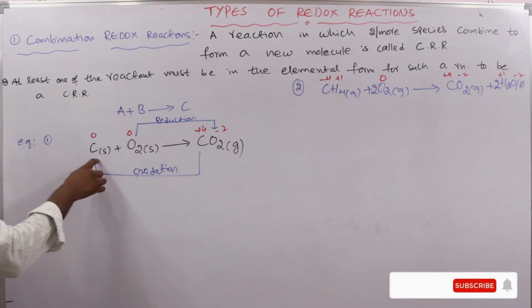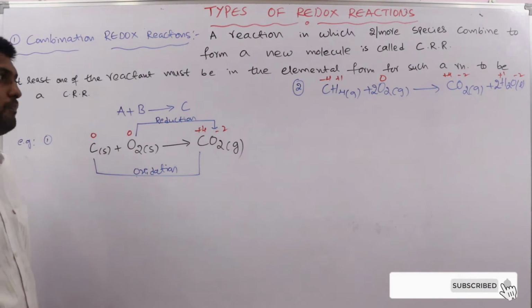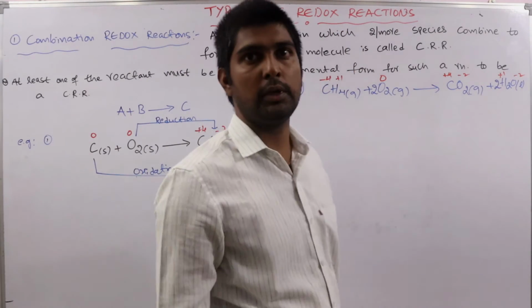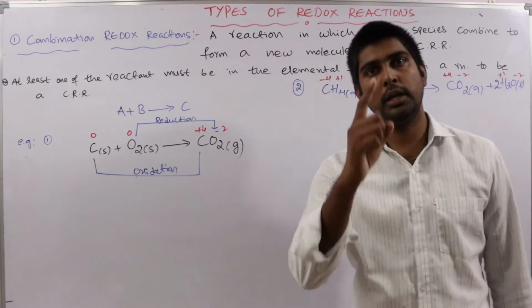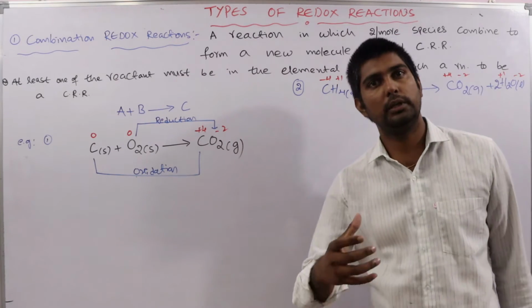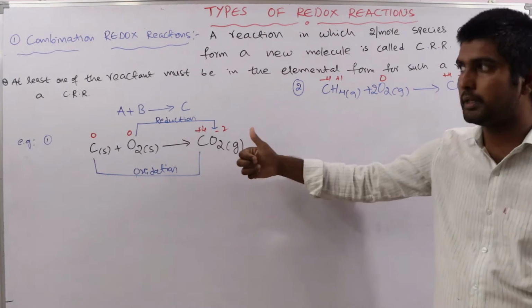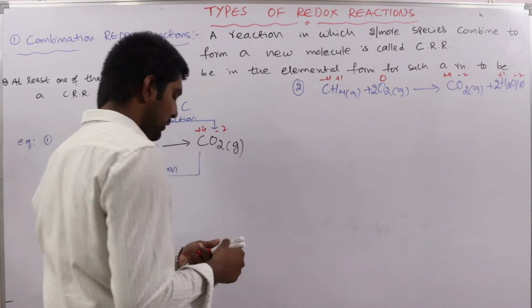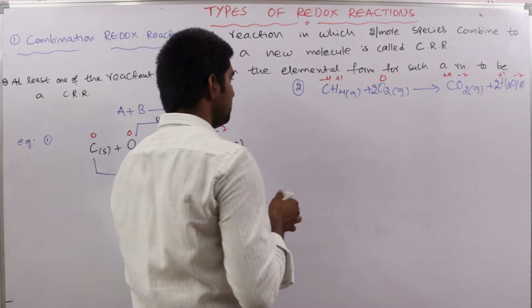Clear? See, in the previous reaction both are in the elemental form. Here, only one is in the elemental form. What is the condition? At least one reactant must be in the elemental form, then only that is considered as the combination redox reaction. Clear?